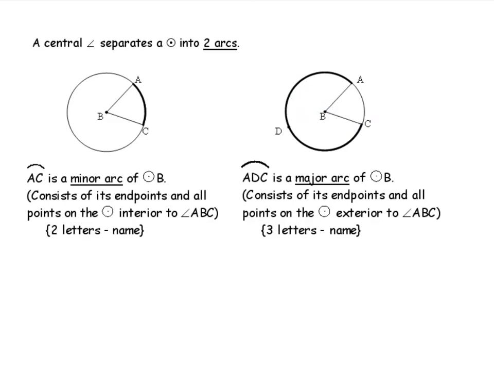So if I need to show that we're talking about this arc instead of my minor arc, I'm going to use three letters to name it. So we would say arc ADC. You always want to pick another point that sits between the endpoints of that arc to make sure you're showing that it travels through it. So arc ADC: you use three letters to name your major arc, and you use two letters to name your minor arc.